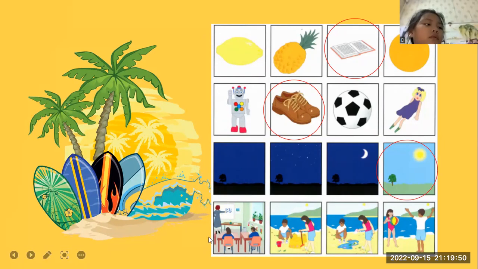How about the last line? In the last line, the picture one is different because in picture two, picture three, and picture four, they are at the beach, but in picture one, they are in the classroom.